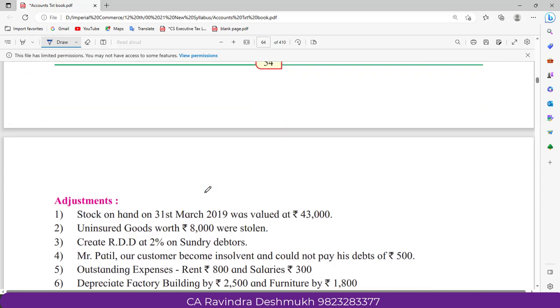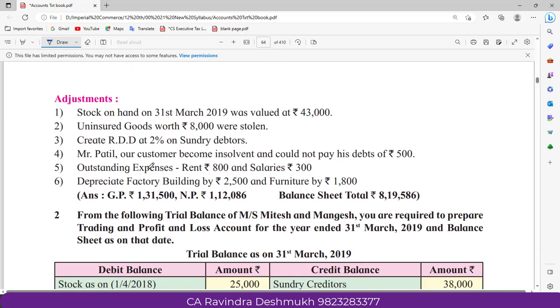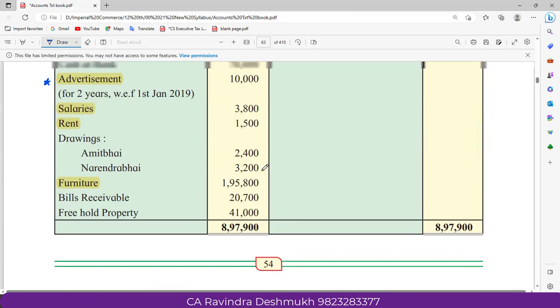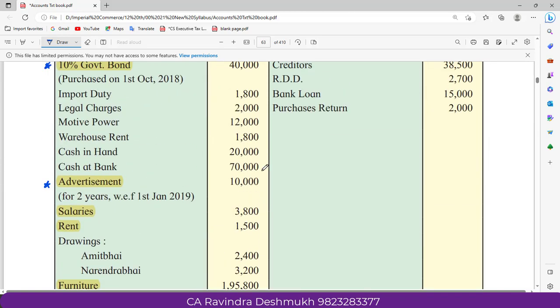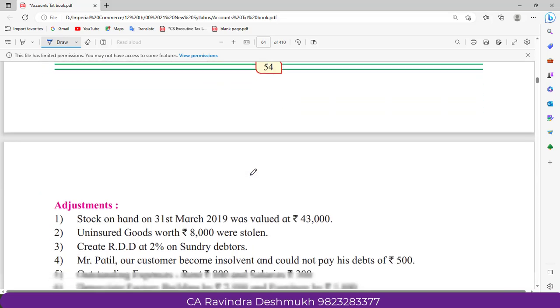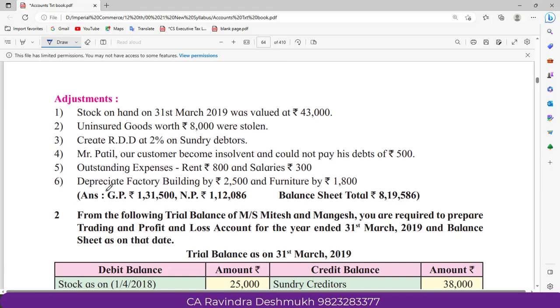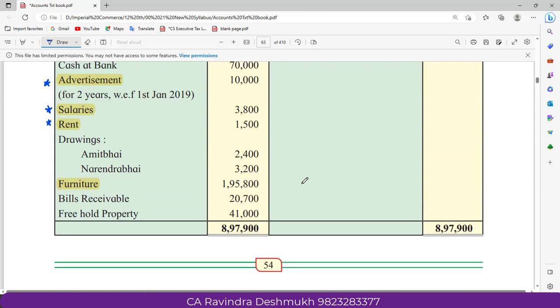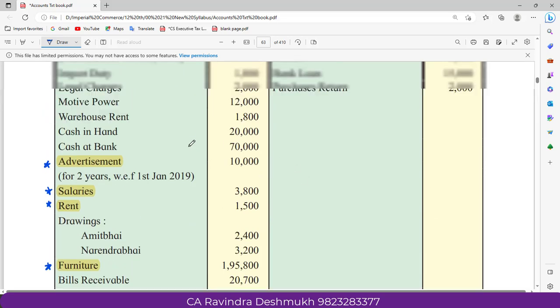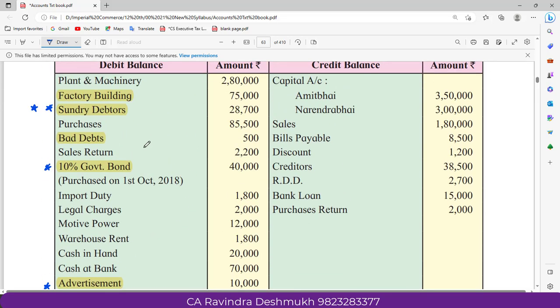Well, the next adjustment is outstanding expenses, rent and salary. So I'm making a mark on salaries and rent. And the next adjustment, factory building and furniture depreciation. Here is furniture. Factory building is also an asset. So adjustments are marked. Now we are going to start with the posting.